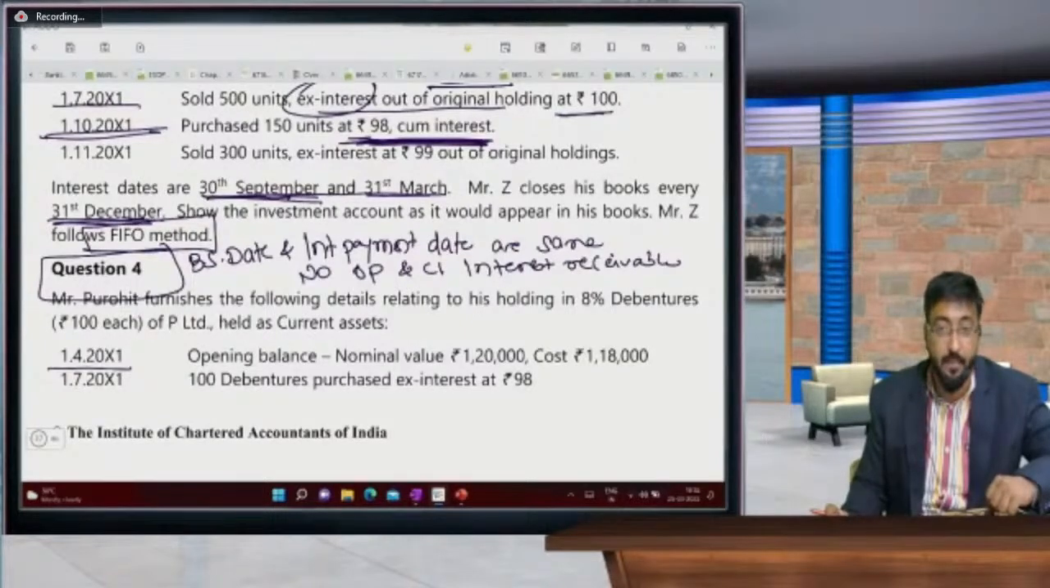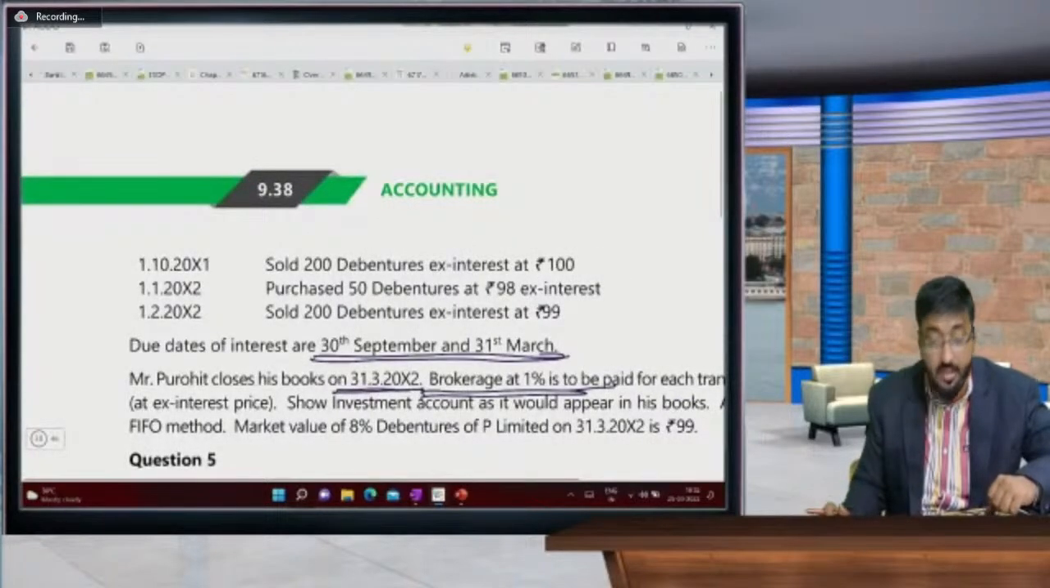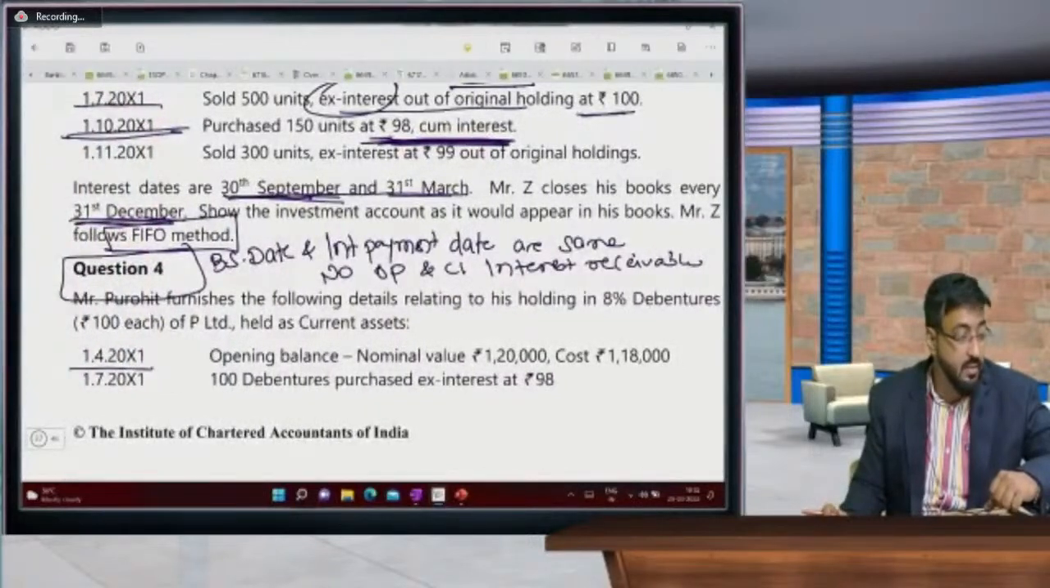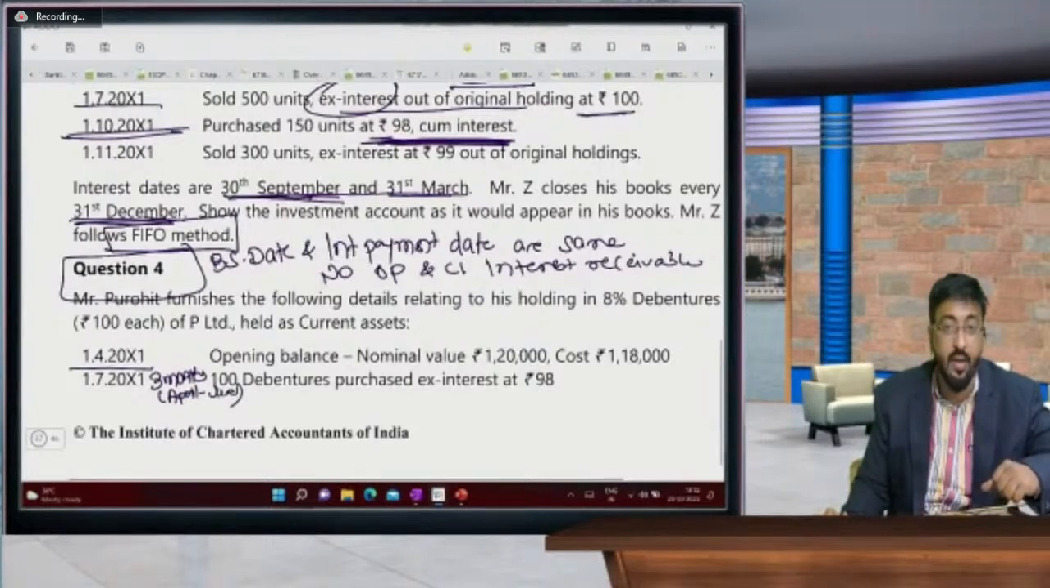1st July. Beta, when was last interest paid? Last interest is 30th September and 31st March. So when was last interest paid, beta? 31st March. And you bought it on 1st July. So if you bought on 1st July, how many months of interest will you have to pay? 3 months. 3 months interest from April to June.